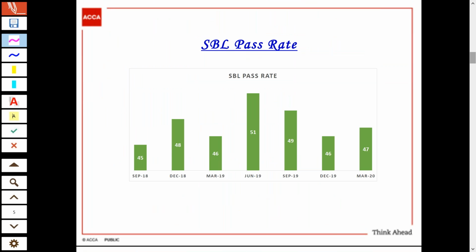Pass rates: in March 2020 it was 47%, and ACCA has not published the passing rates for June 2020, I believe, as yet. If you see, the graph is like a roller coaster. It goes up, it goes down, and again it's on the up. So let's hope and pray that September's passing rate should improve so that we all can pass.